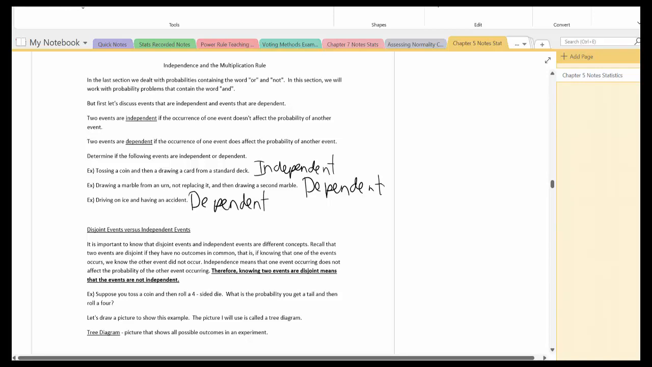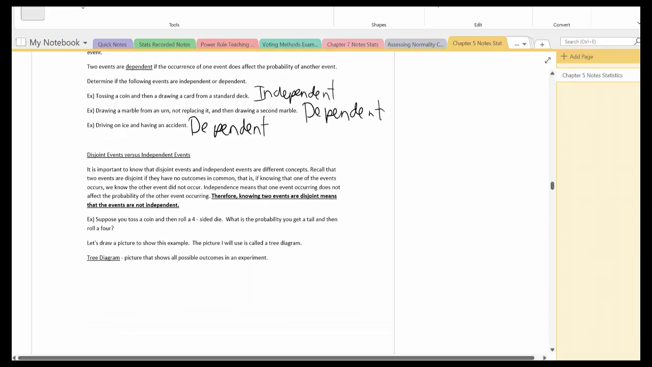So, disjoint events versus independent events. It is important to know that disjoint events and independent events are different concepts. Recall that two events are disjoint if they have no outcomes in common. That is, if knowing that one of the events occurs, we know the other event did not occur. Independence means that one event occurring does not affect the probability of the other event occurring. Therefore, knowing two events are disjoint means that the events are not independent.